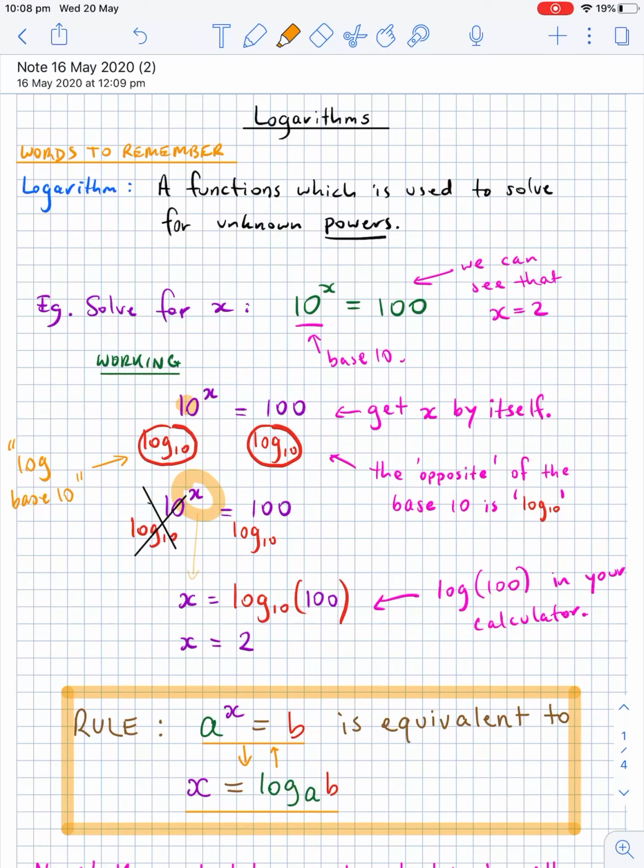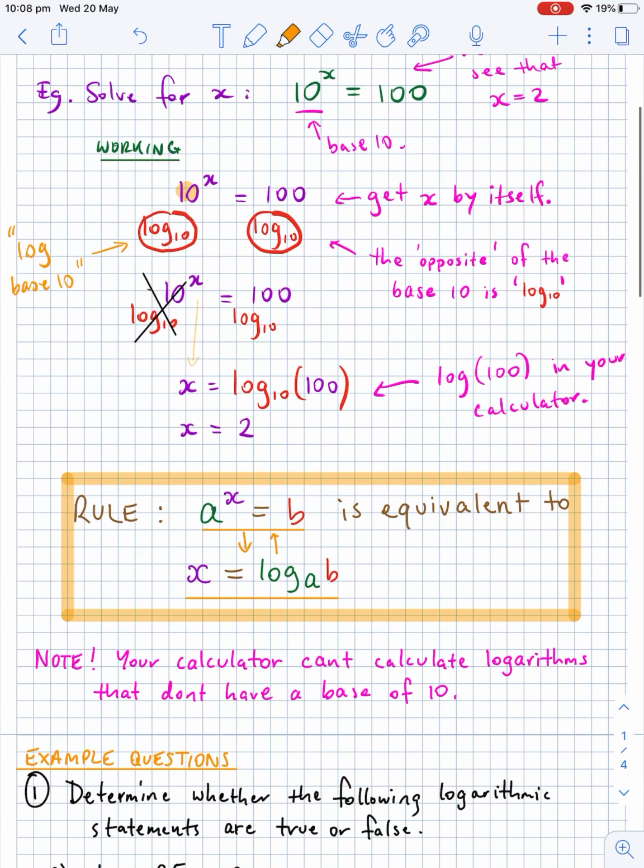Brilliant. If we put this into a calculator, there's a log button. We put the 100 into the calculator. You don't have to worry about the 10 because the calculator assumes that when you press this log button the base is 10, and it'll come out with 2. So this is a way of getting your calculator to tell us that x is equal to 2, as we saw before. Okay, so let's go to a general rule for this.